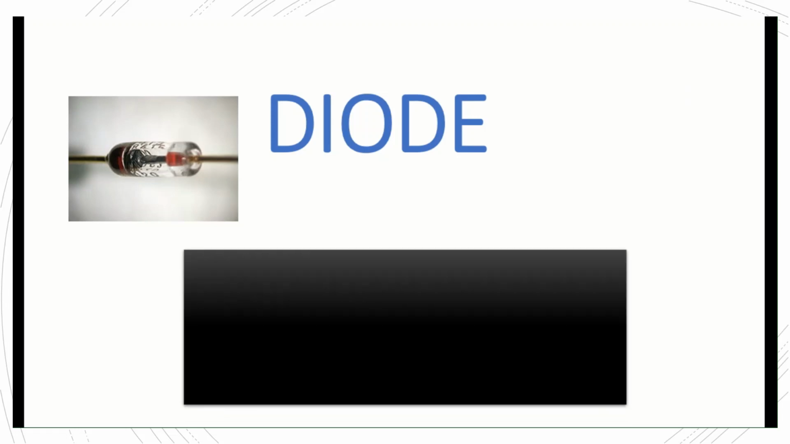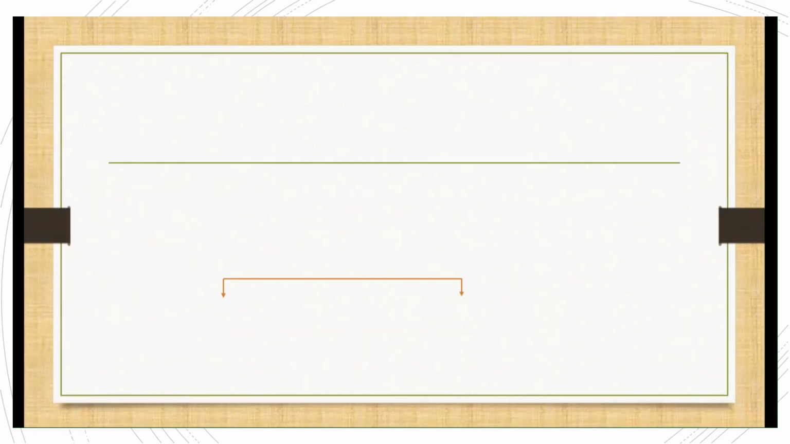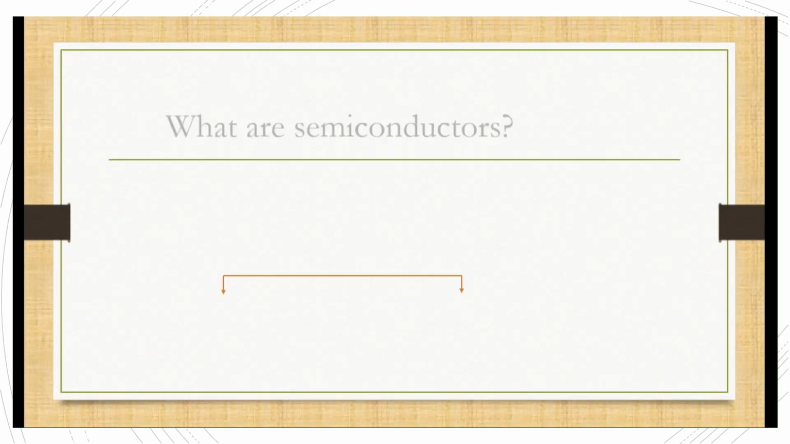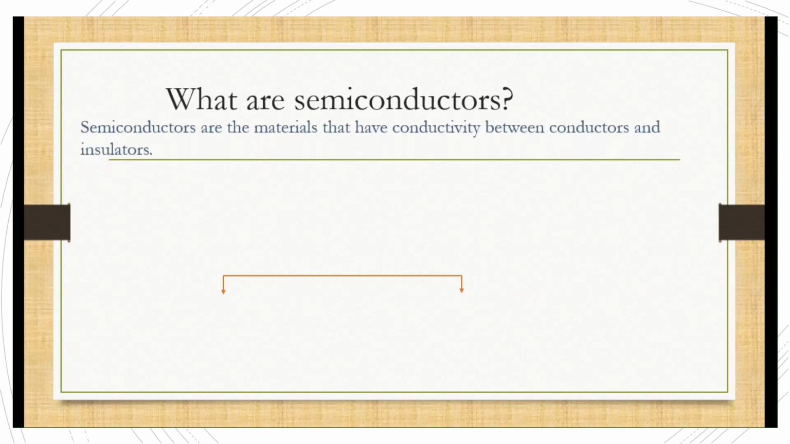Diode. Diode is a semiconductor device that allows flow of current in only one direction. Now the question arises, what are semiconductors? Semiconductors are the materials that have conductivity between conductors and insulators. Examples are silicon and germanium.